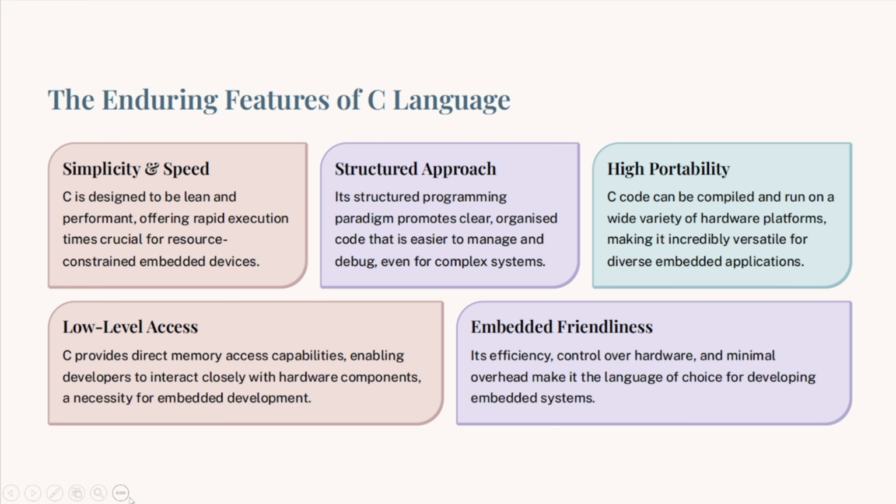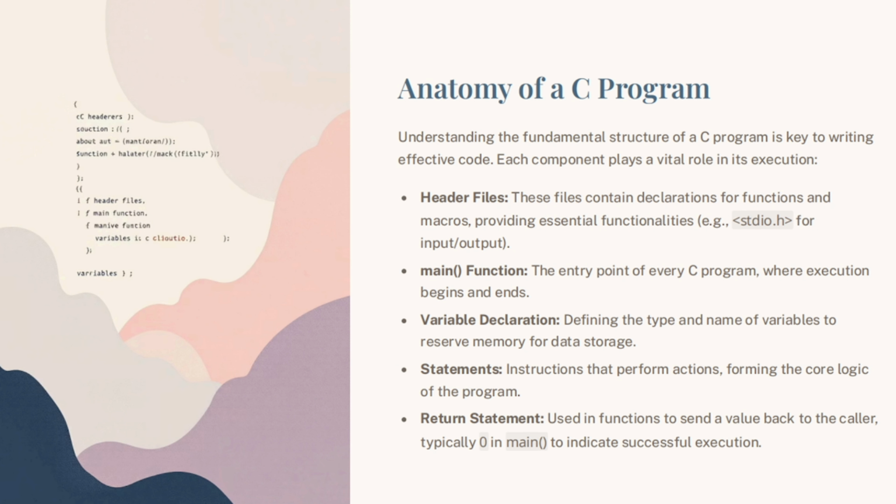Understanding the fundamental structure of a C program is key to writing effective code. Each component plays a vital role in its execution. Firstly, header file. This file contains essential declarations of functions and macros, like stdio.h for handling input and output operations. Second one is the main function. This is the entry point of every C program, where the actual execution begins.